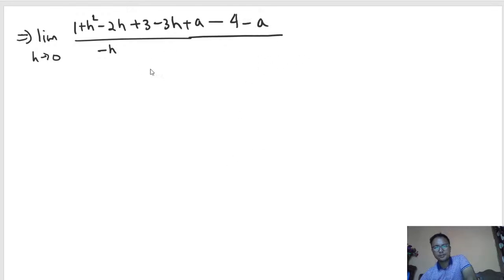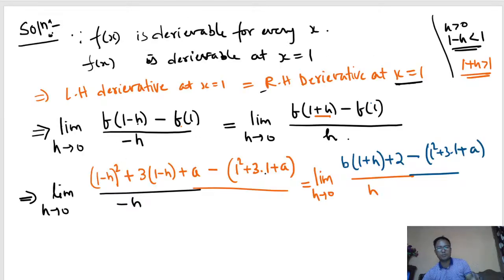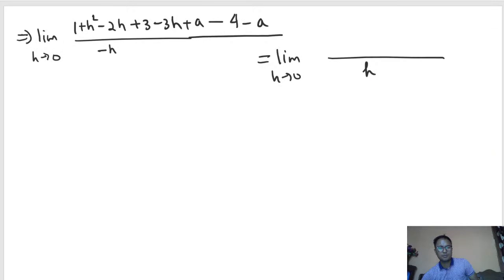Similarly for the right side, it is a very lengthy way. Even I don't want to go by this method, I would use the derivative, but anyway, hold on. b into (1 plus h) multiplied out gives b plus bh, then plus 2, minus 4 minus a.